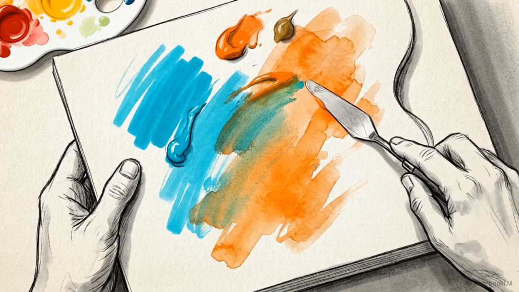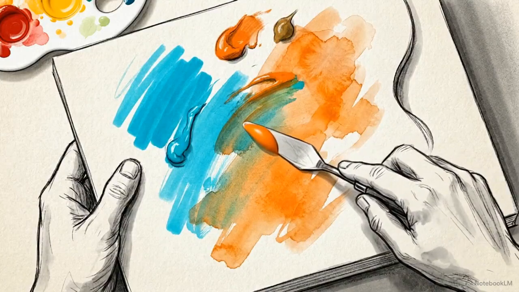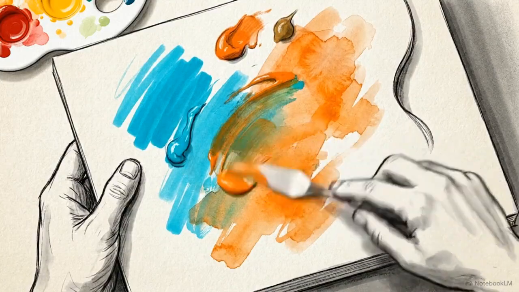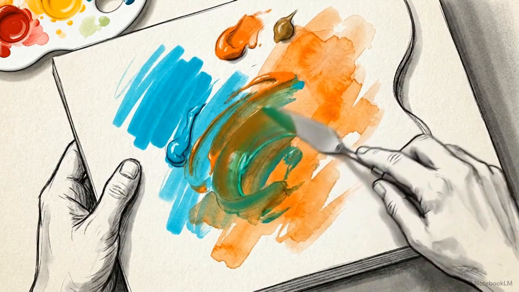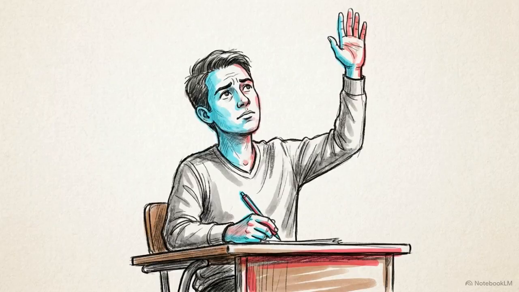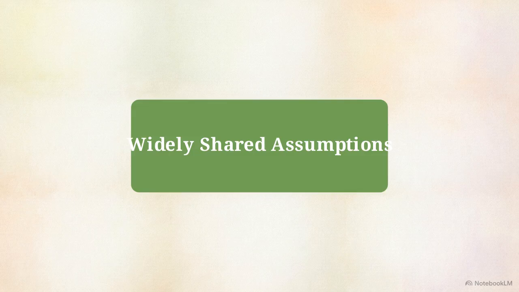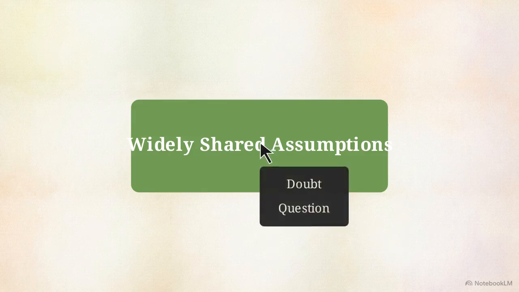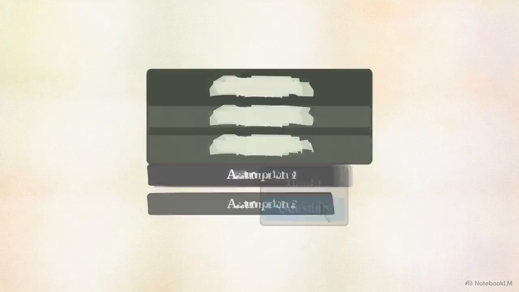Giving students the latitude to make these kinds of choices is the only way they develop the taste and good judgment essential for actual creativity. Step 3 is drafting the assumption prompt. Creative people have to learn how to doubt and question the widely shared assumptions that everyone else takes for granted.